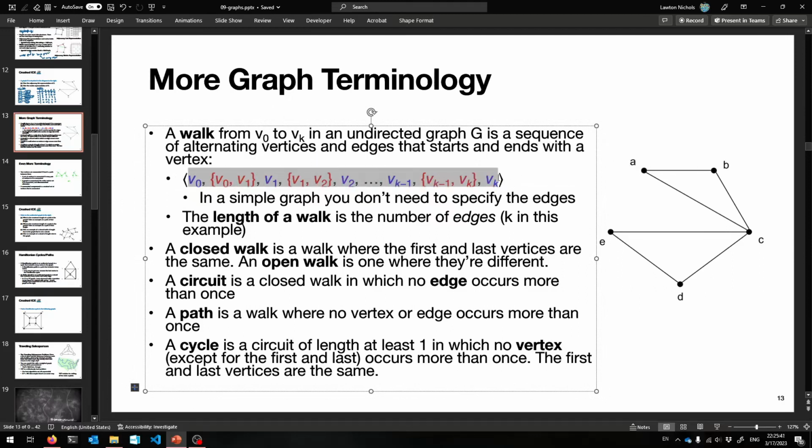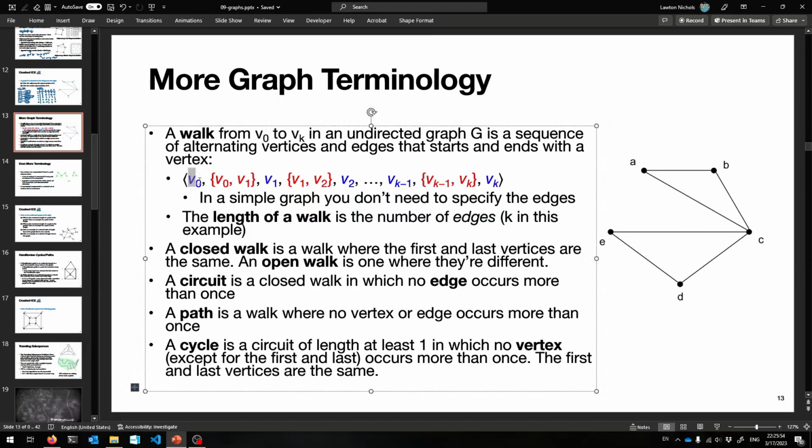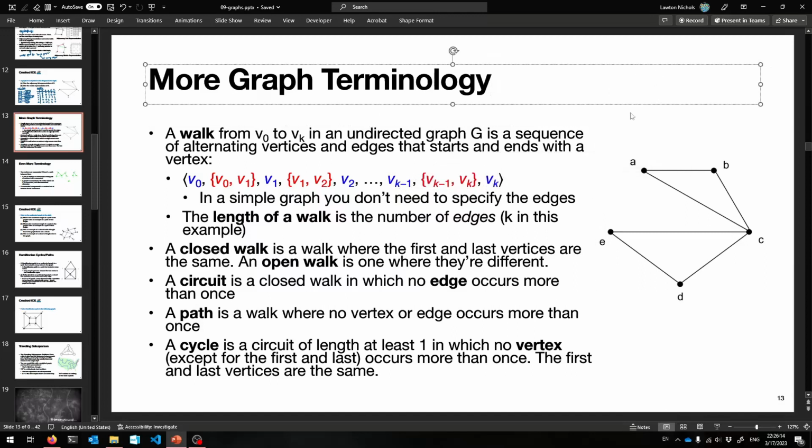So this is like a big ordered pair, but your book likes to use these angle brackets, so we do too. Just think of it as a big long list of things where the order matters. To walk from V0 to VK, it's saying: first I'm going here, then I'm following this edge, which takes me to V1. Then I'm following this edge, which takes me to V2. Then I'm following this edge to some other vertex, then this edge to get me here. And finally I'm following this edge from that vertex to VK, the vertex K I was talking about. So that's telling you exactly how you moved around in a graph.